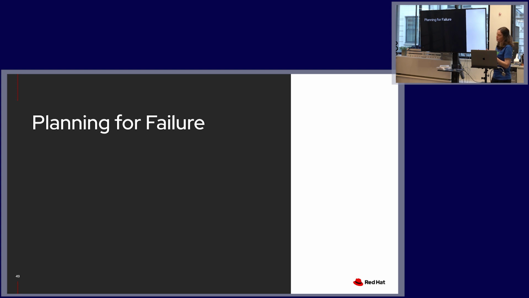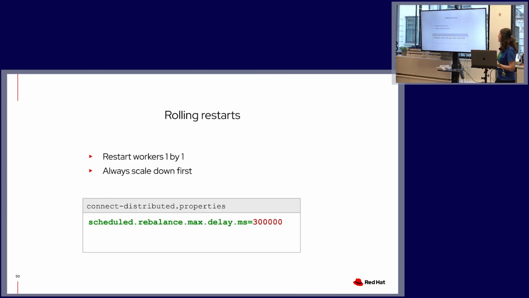So then the final thing I want to talk about is planning for failure. Failure does happen. We want to plan for it rather than make it catch us by surprise. So the first one I want to talk about is rolling restarts. So this is kind of to your question earlier about where you run Kafka and Connect. So Connect should be run separately from your Kafka brokers, and the life cycle of your Connect workers should be completely separate from your Kafka brokers.